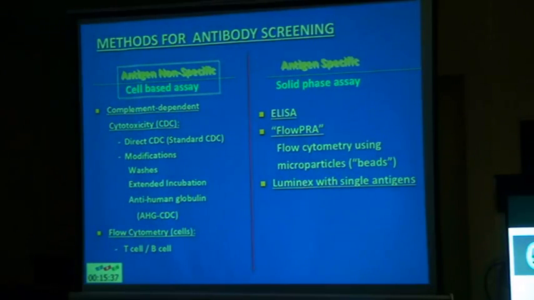So this diagram summarizes the methods for antibody screening. Antibody screening is either antigen non-specific, which is a cell-based assay, in which we can use the CDC, or complement-dependent cytotoxicity assay, whether sensitive CDC or modified CDC to increase its sensitivity, and the flow cytometry assay. Other assays which determine the presence of antibodies are the ELISA technique, the flow PRA, and the Luminex with single antigens.